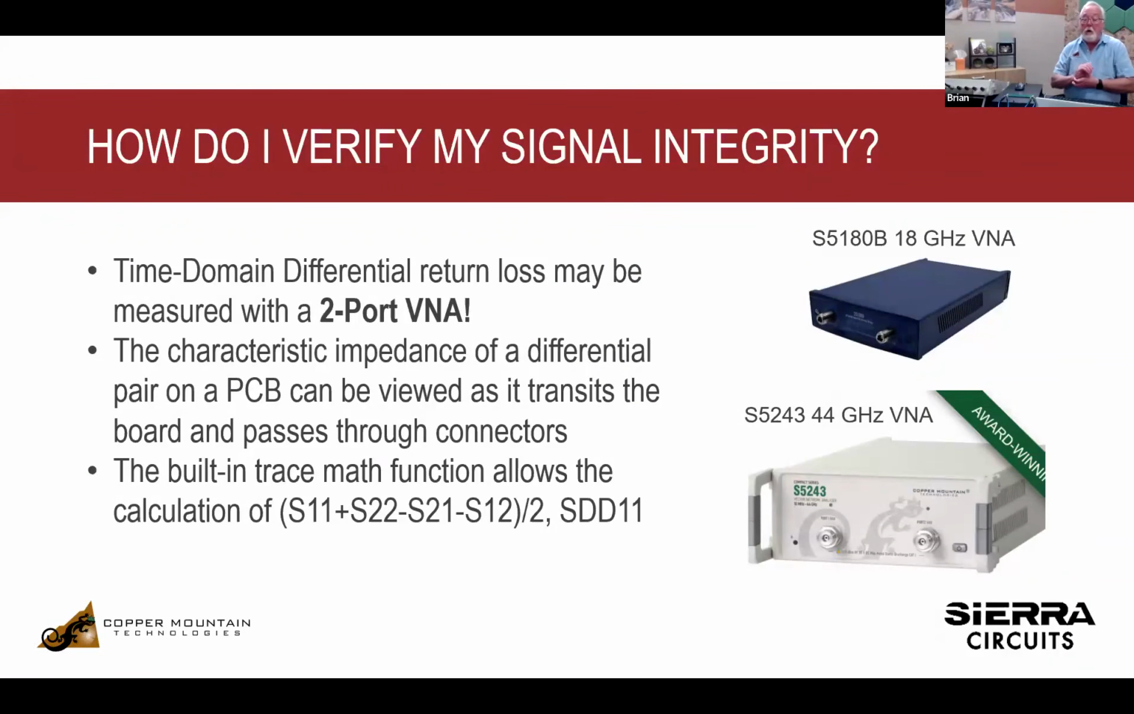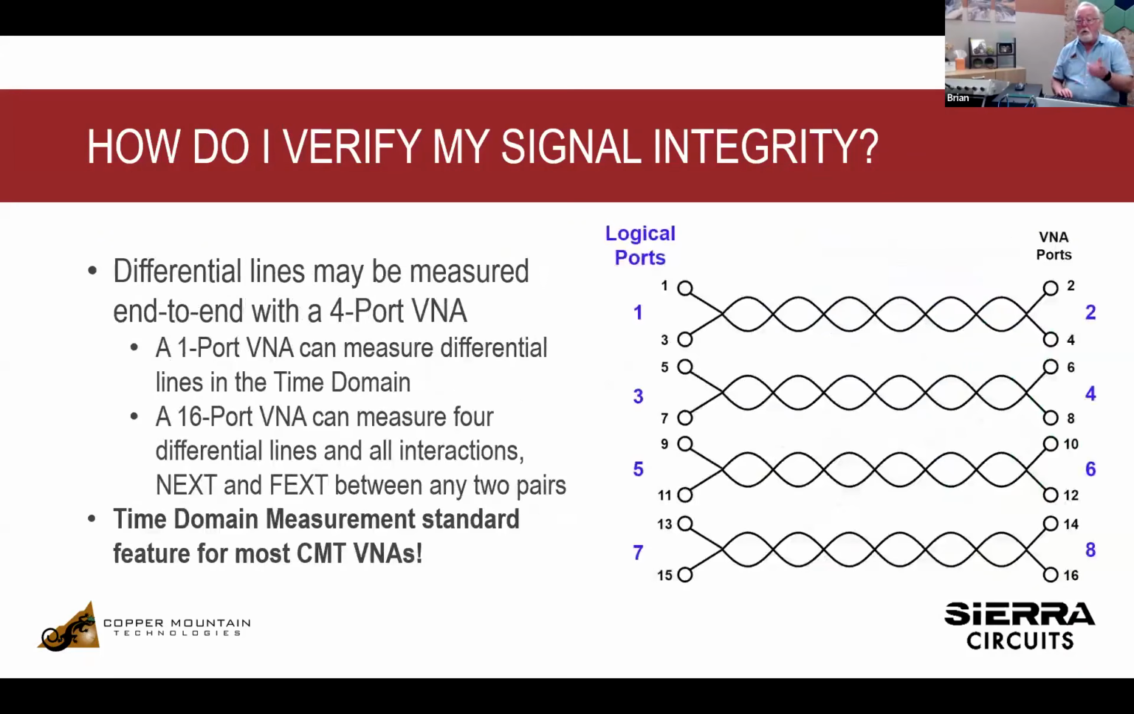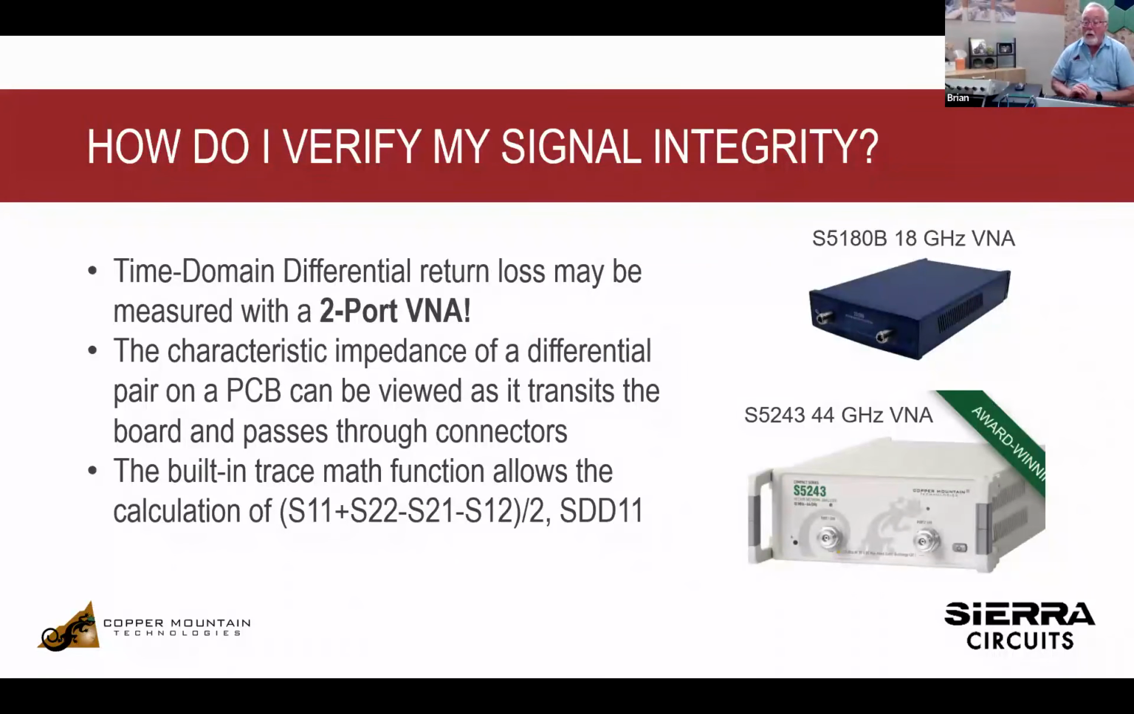One other thing to mention here is, I showed this, and I could measure this with a 16-port VNA. Well, if you're just looking at a single pair and you want to look at it in the time domain, you can connect port 1 to one side and port 2 to the other wire of your differential pair and look at it in the time domain, and you can see everything that's happening along that line. So a 2-port VNA is sufficient for a time domain measurement of a differential line.